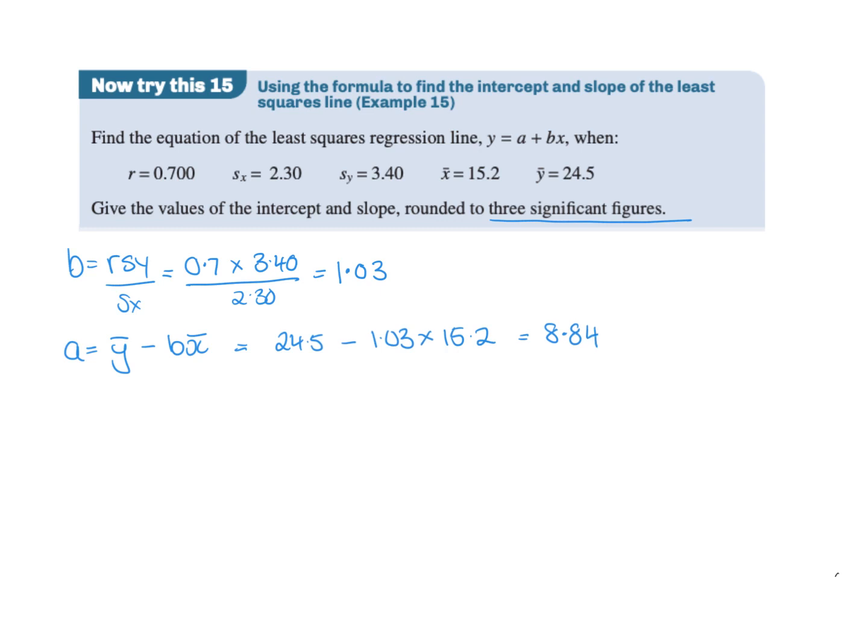So it asked me to find the equation, so I need to write the answer out. So y equals A, 8.84, plus B, 1.03 times X. Okay, so there's the answer. And they asked for 3 significant figures. So 3 significant figures, which I have done there, see? So there they are. That's my A value, that's my B value.